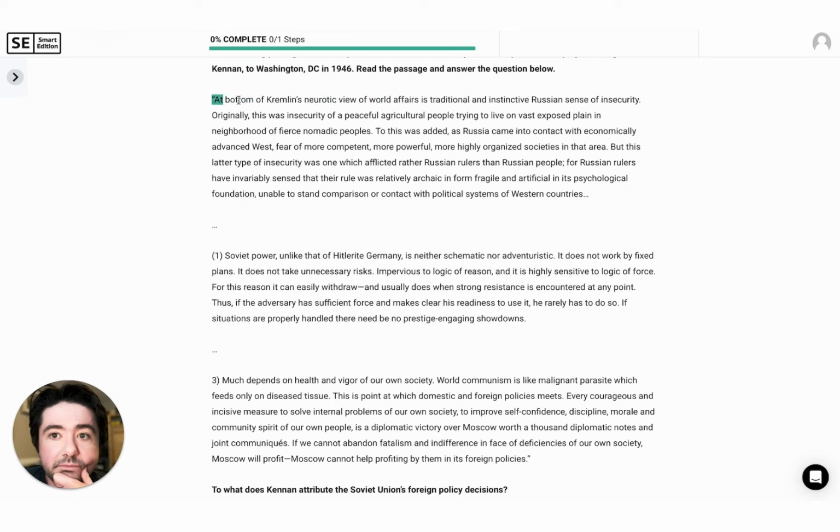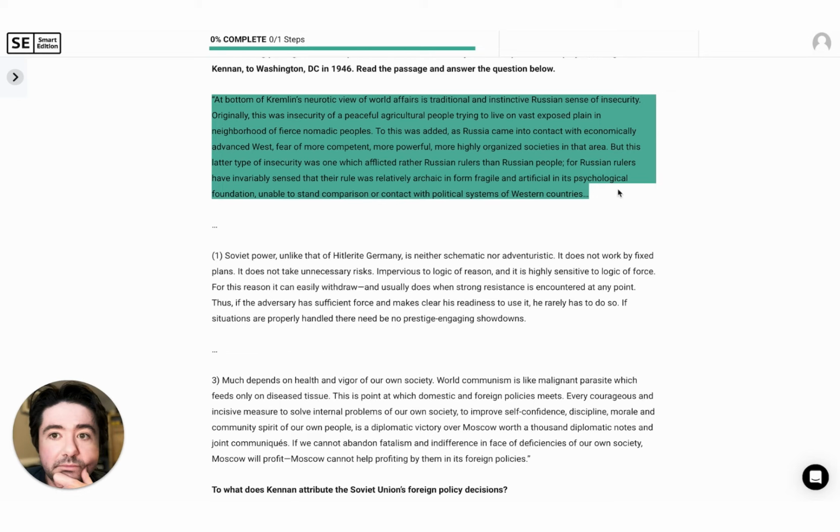And let's take a look at the whole thing, just so we make sure we're all on the same page. At the bottom of the Kremlin's neurotic view of world affairs is traditional and instinctive Russian sense of insecurity. Originally, this was insecurity of a peaceful agricultural people trying to live on a vast exposed plain in a neighborhood of fierce nomadic peoples. So, Kennan's giving a little history lesson, saying hundreds of years ago there were some farmers, and they were always threatened by nomadic peoples. First it was the Mongols, then it was other invaders, so on and so forth.